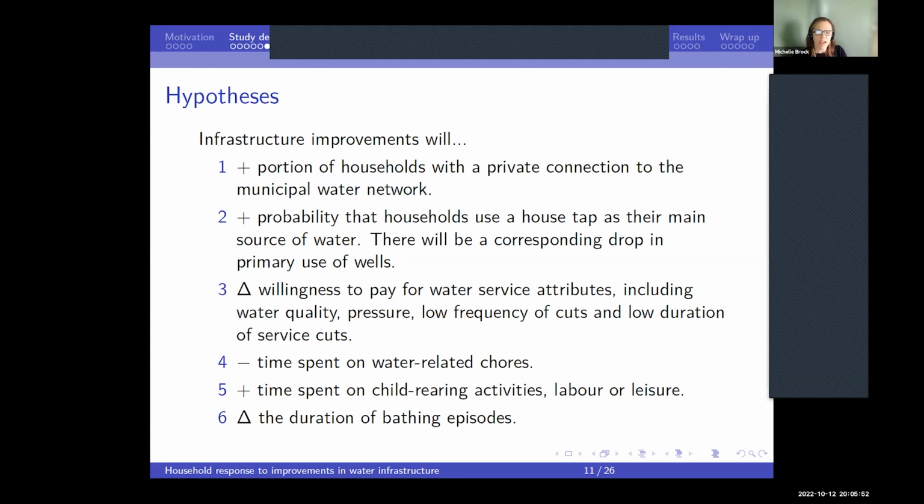So we will test changes in willingness to pay, but we do not have a strong prior on which direction the change would go. We expect a decrease in time spent on water-related chores. So if households are moving from a situation where they're using their private well to one where they have a tap inside the house, we expect to see changes in time spent managing water and collecting water, etc. And then correspondingly an increase in time spent on other activities.